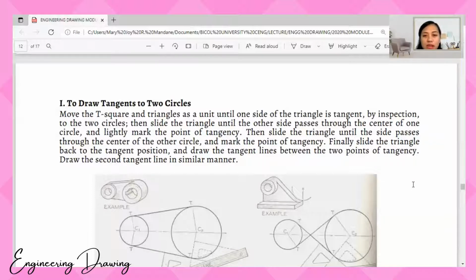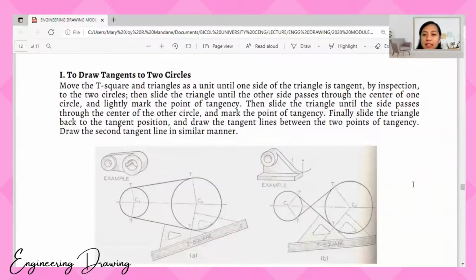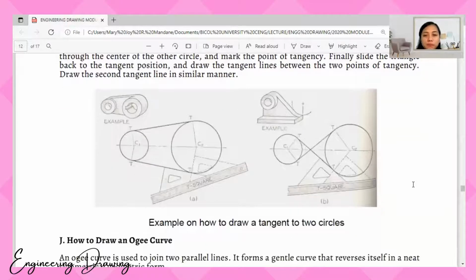Move the triangle as a unit until one side of the triangle is tangent by inspection to the 2 circles, then slide the triangle until the other side passes through the center of one circle and lightly mark the point of tangency. Then slide the triangle until the side passes through the center of the other circle and mark the point of tangency. Finally, slide the triangle back to the tangent position and draw the tangent line between the 2 points of tangency, and draw the second tangent line in a similar manner. So as you can see, this is the example of this.